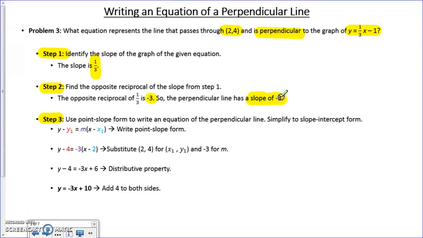The slope of our line is going to be -3, and we're going to use the point (2, 4). We're going to substitute it into point-slope form, so y minus 4 equals -3 times (x minus 2). We're going to distribute: -3x plus 6, and we're going to add 4 to both sides. So the line perpendicular to the graph of y equals 1/3 x minus 1 is y equals -3x plus 10.